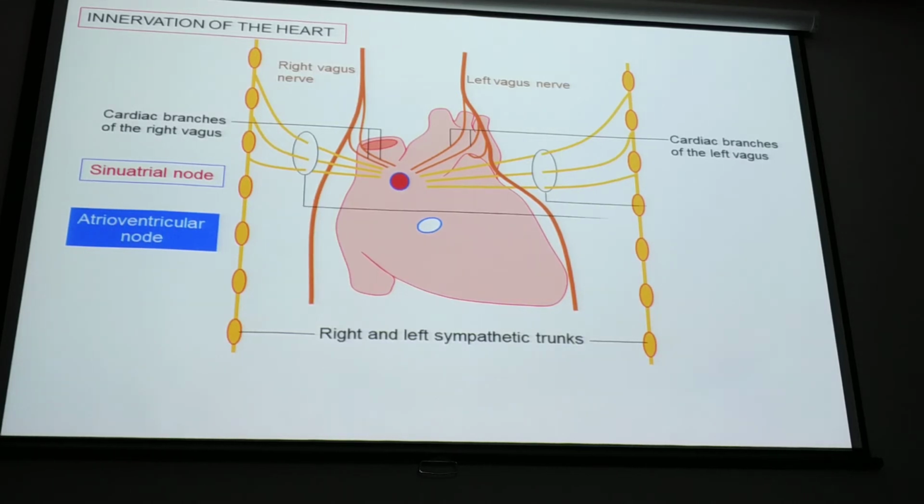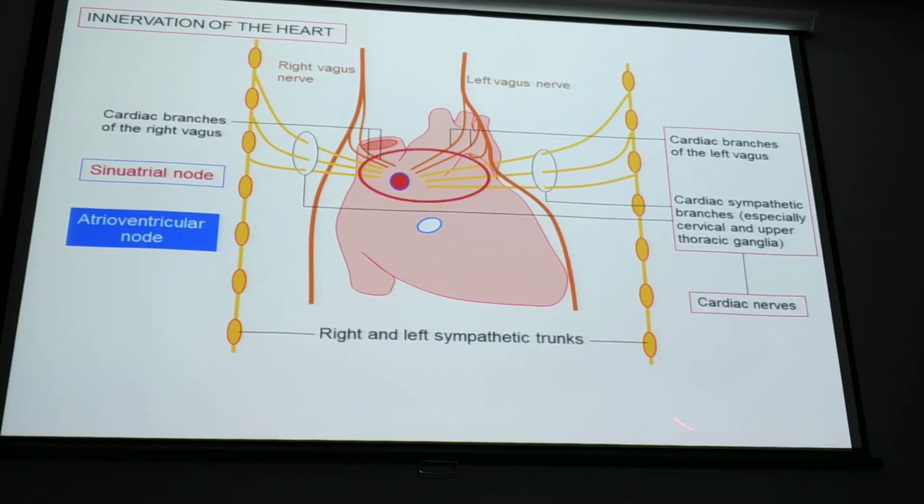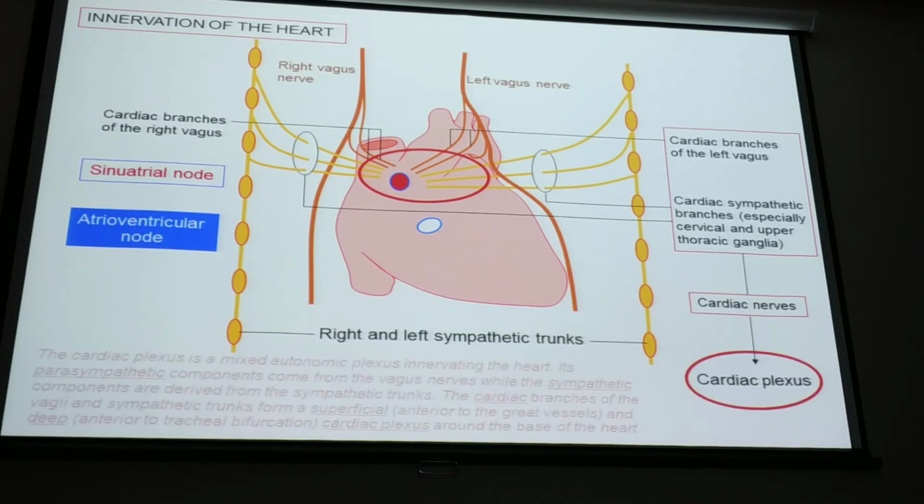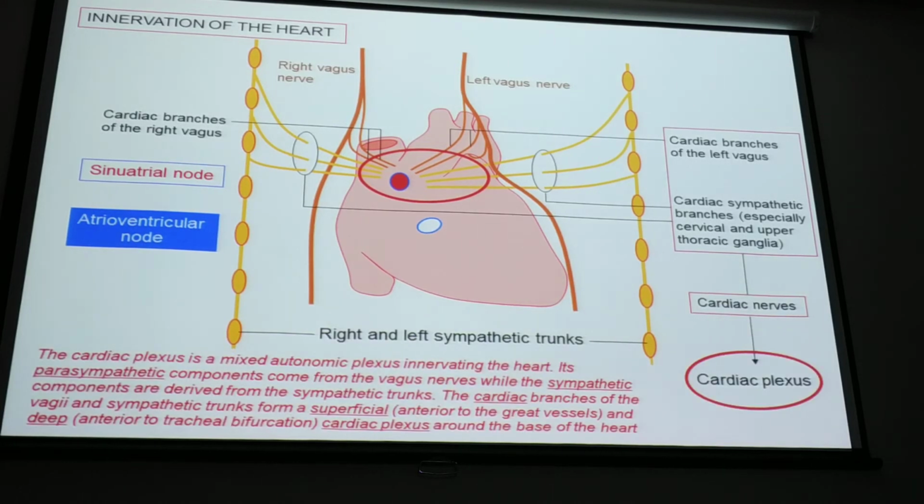That's not a problem. So these are the cardiac sympathetic and parasympathetic branches, and they are making cardiac nerves. They are making this red circle. That's the cardiac plexus, and this is how the whole control of my heart is being taken over. Are we good? You asked me to do cardiac plexus, so I did it.